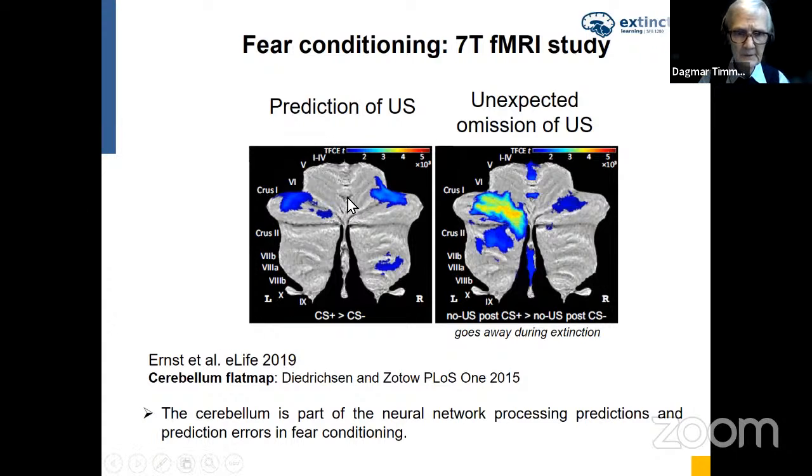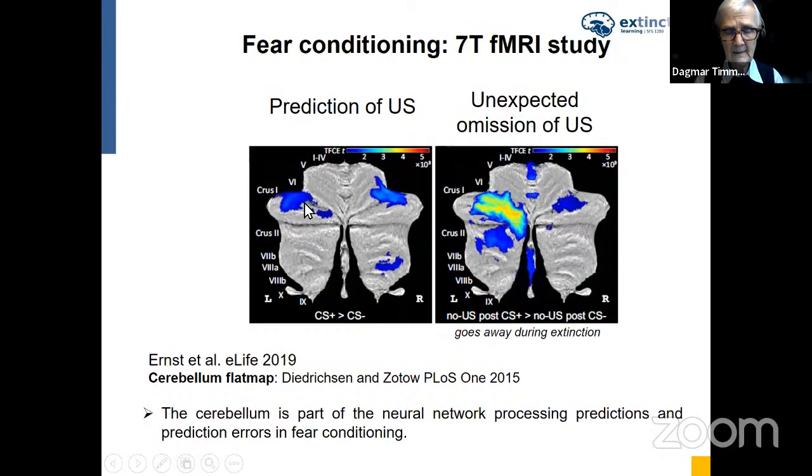Here, this is a flat map of the cerebellum, of the vermis and the hemispheres. And then there are 10 lobules of the cerebellum. Here, this is the anterior lobe, lobules 1 to 5. And then we have the posterior lobe, lobules 6 to 10.